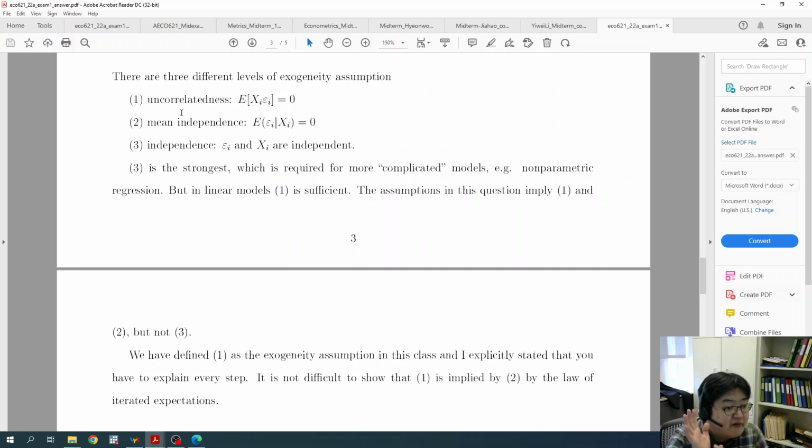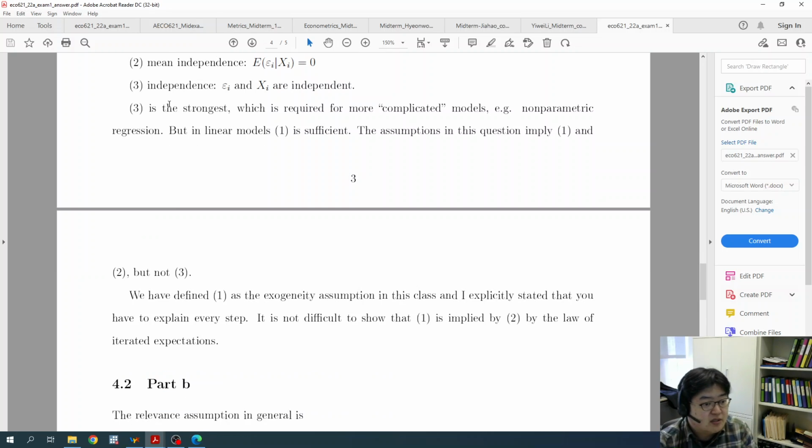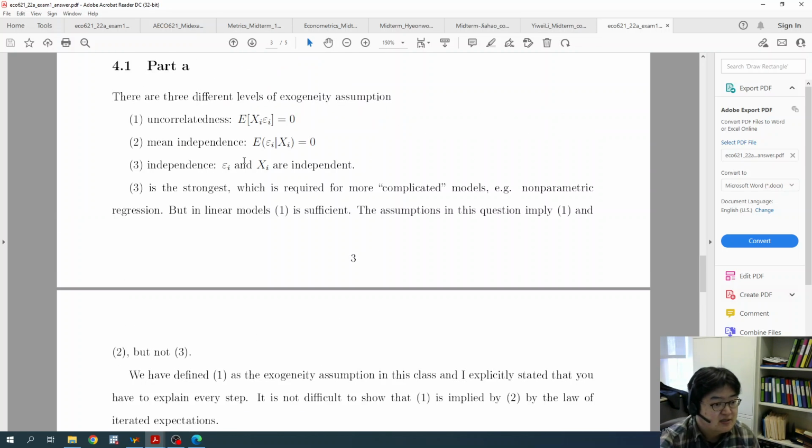So to clarify, if you wanted to use number 2 as the exogeneity assumption, you have to declare that. I understand, and then I would take your answer as reasonable and correct. But without saying anything, just showing number 2 is a problem. You are using a different definition and the answer is not complete, right? That's what I wanted to say. Otherwise, the proof is pretty straightforward.